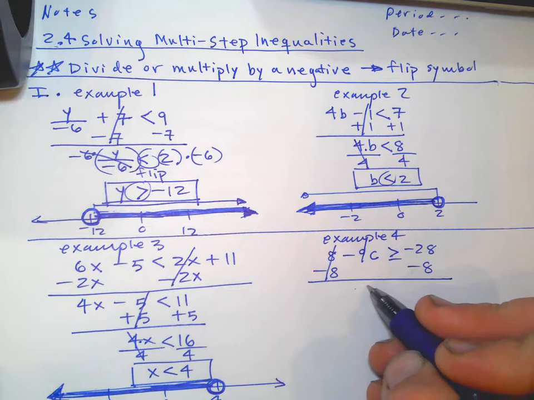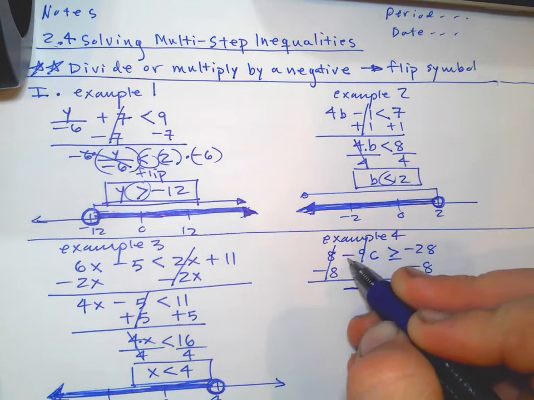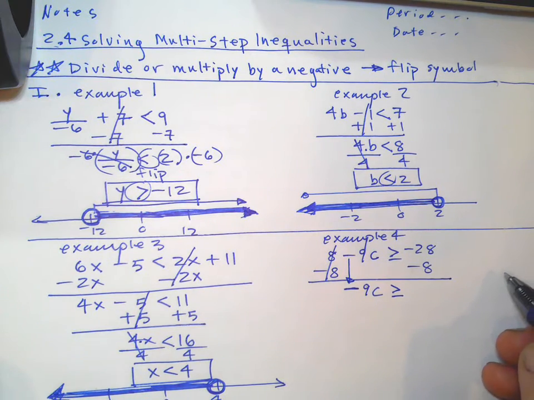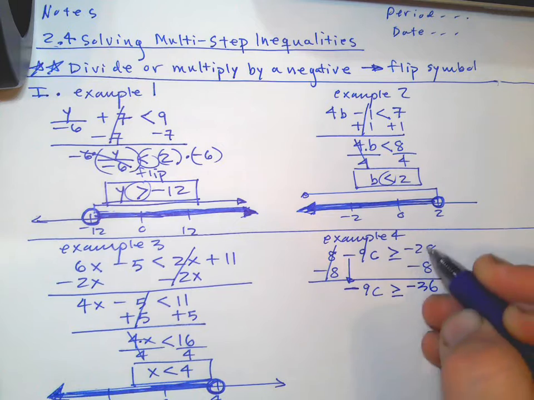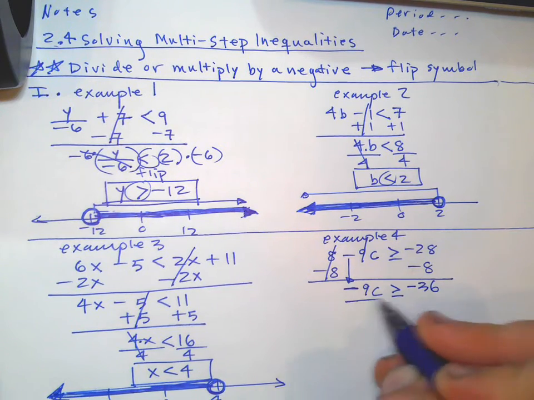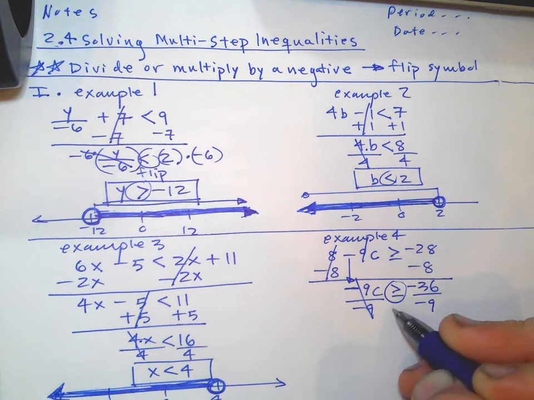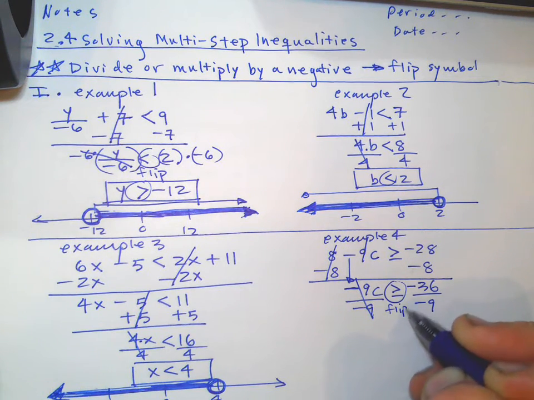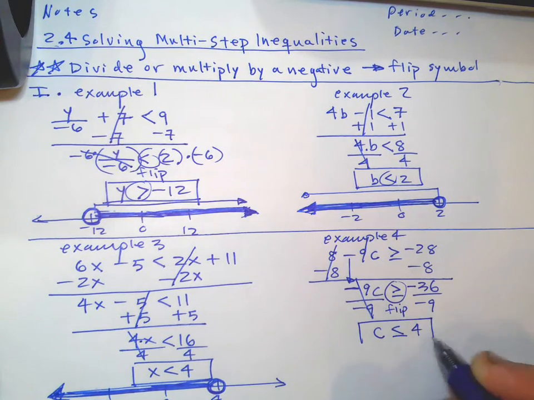Now here's one of the really common mistakes I see people make: they forget that this negative is still here. That negative belongs to 9c. It's still there. These are both negative, so you actually add their values and make it negative. And we divide both sides by negative 9. Now, when you divide both sides by a negative, you have to flip the symbol. Make sure you don't forget. So c is less than or equal to 4.